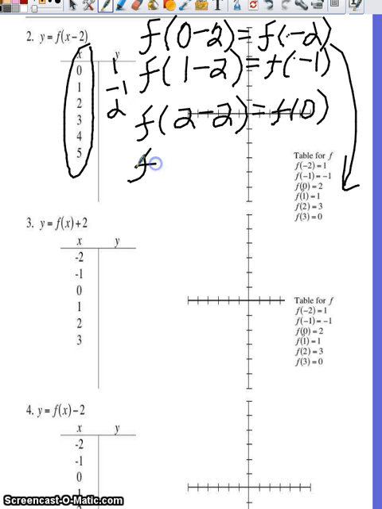And if I continue doing the exact same thing, I would end up finishing out the table identical once again. This would be 1. I would have 3. And then I would have 0. Okay, so if you follow the pattern, you should be able to fill out using 4 for x and 5 for x. Okay, we're going to go ahead and skip number 3. Let's go to number 4.